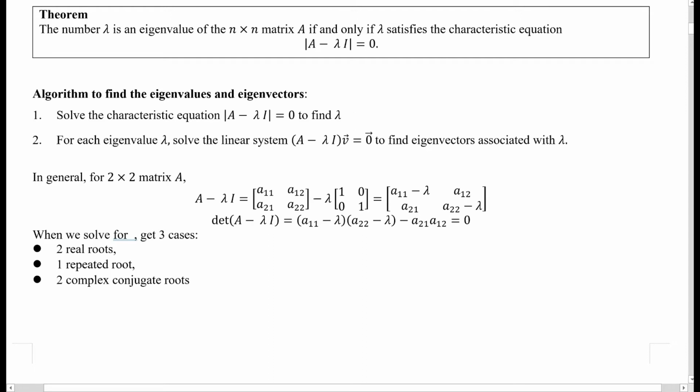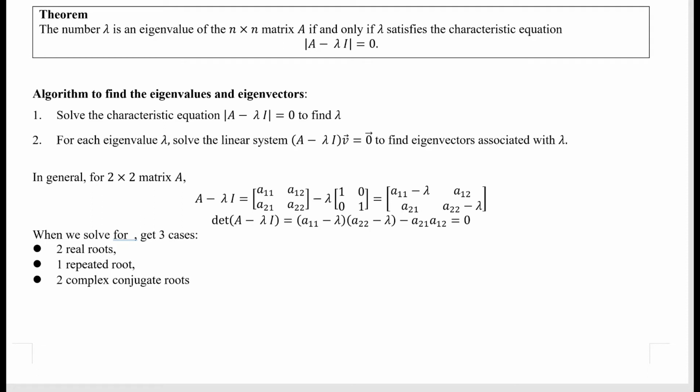So the algorithm to find the eigenvalues and eigenvectors. First, solve the characteristic equation, the determinant of A minus lambda I equals 0, to find lambda. Then for each eigenvalue lambda, we solve this linear system (A minus lambda I) times v equals the 0 vector to find the eigenvectors associated with lambda.